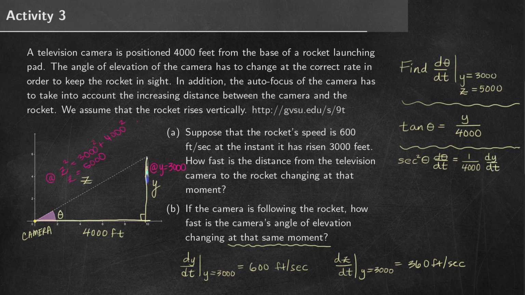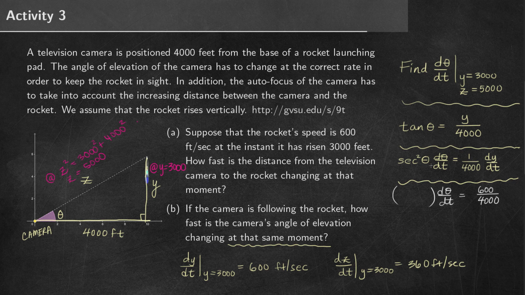And there's our equation. So now we're going to move on to step 5, where we're substituting in all of our known values. The dy dt we know is 600. So on the right-hand side, I've got 1 over 4,000 times 600, or 600 over 4,000. The d theta dt is what I'm trying to find. And then I have to multiply that by secant squared theta. Well, what is secant squared theta?